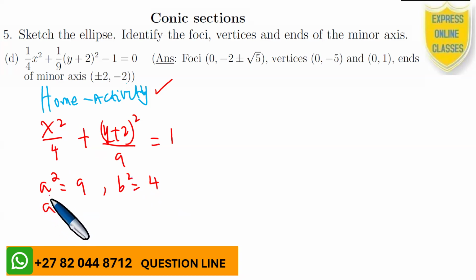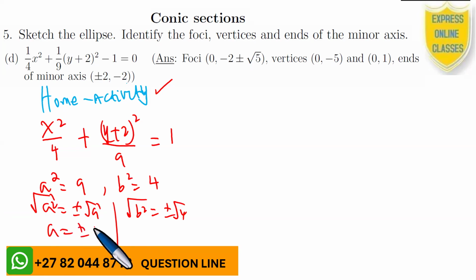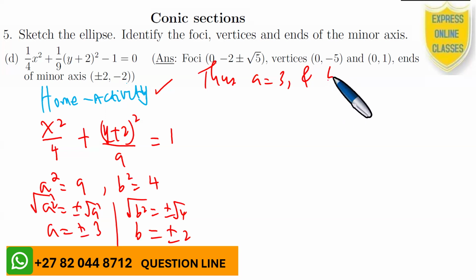We take the square roots: the square root of a squared, and we have plus or minus the square root of 9, getting a equals plus or minus 3. We have b equals plus or minus the square root of 4. And obviously at this point, in principle, we just take a to be 3. But you can get a plus or minus here, and you continue with getting plus or minus 3. That is fine, you can take that. And then b would be plus or minus 2. So this means that a is 3 and b is 2.